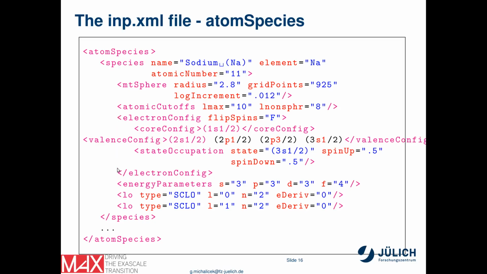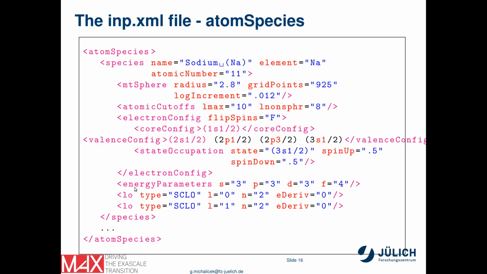And then you have to set the electron configuration, and there you have to define which states are treated as core electron states. So in this case this is a 1s state, and which states are treated as valence electrons, and in this case this is a 2s, 2p1/2, 2p3/2, and 3s. And for each state that is not fully occupied, you also have to define what the occupation looks like. So the 3s 1/2 state features 1/2 spin up electron and 1/2 spin down electron in this case.